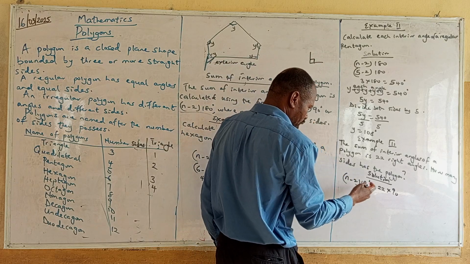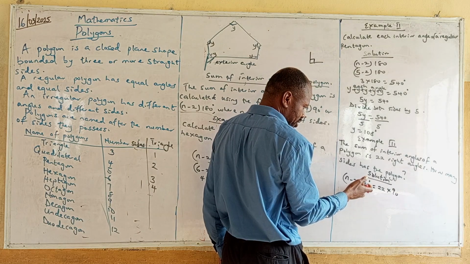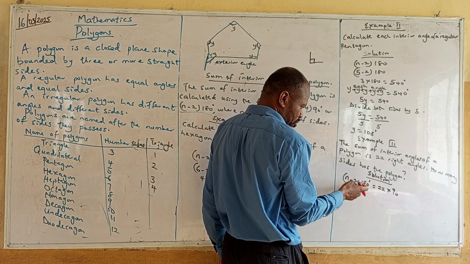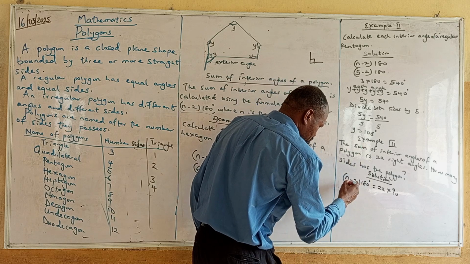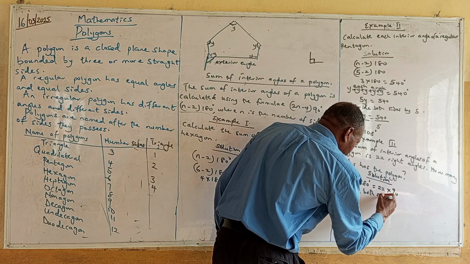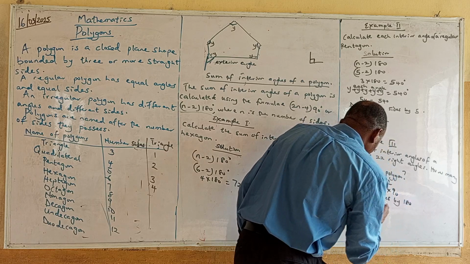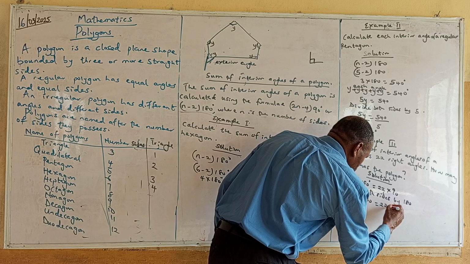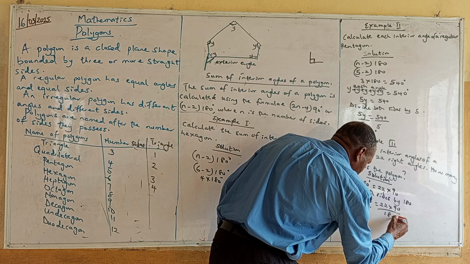So I can decide to open the bracket or I divide through by 180, because the coefficient of n minus 2 here is 180 and we are looking for our n. So let me just make it easier. Let me divide both sides by 180. So I have (n minus 2) times 180 equals 22 times 90, over 180 over 180.